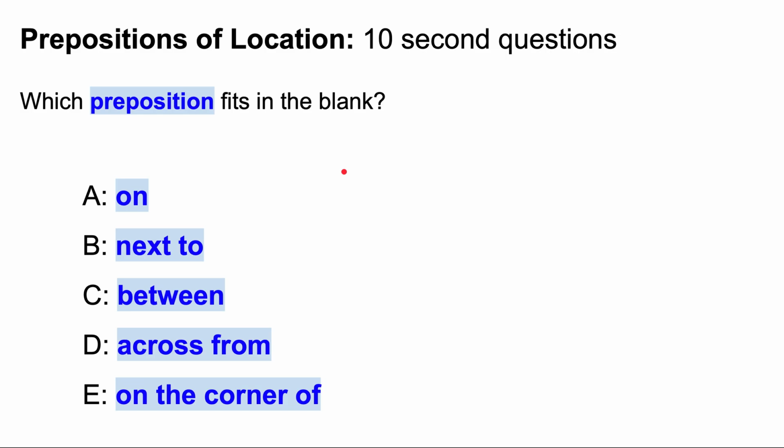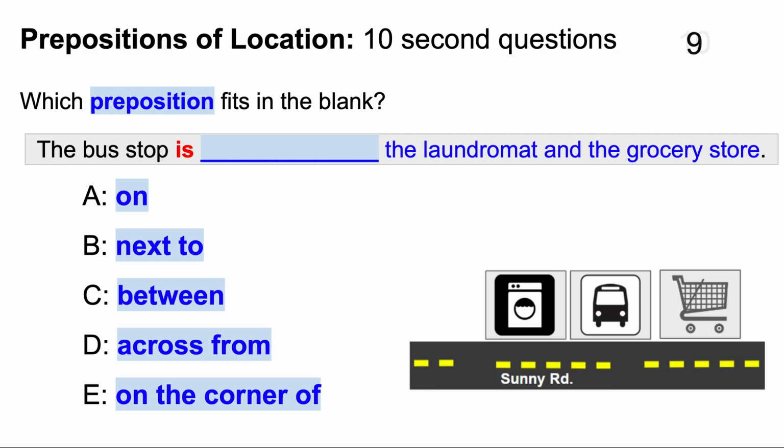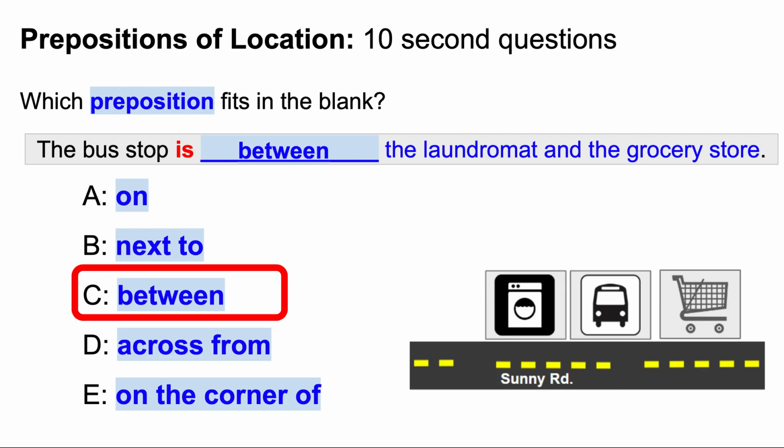Okay, which preposition fits in the blank? The bus stop is blank the laundromat and the grocery store. The bus stop is between the laundromat and the grocery store. We have two places, and the bus stop is in the middle of the laundromat and the grocery store.